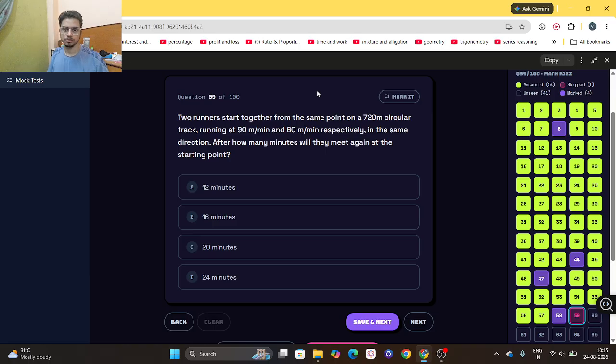Two runners start together from the same point on a 720-meter circular track, running at 90 meters per minute and 50 meters per minute respectively, in the same direction. After how many minutes will they meet again at the starting point? Two runners start running.